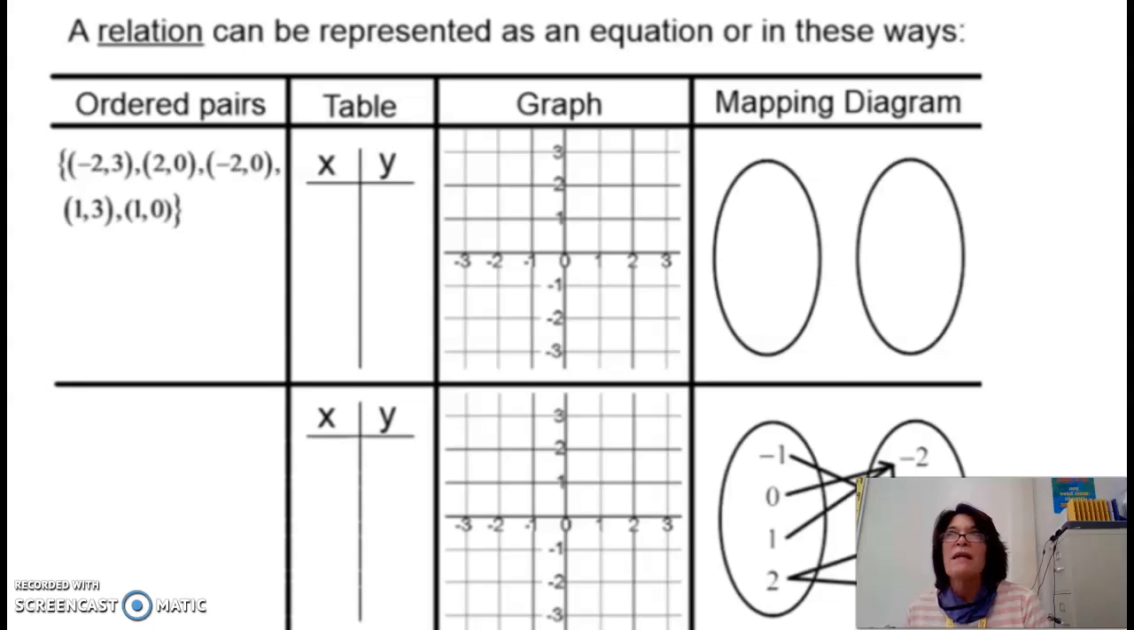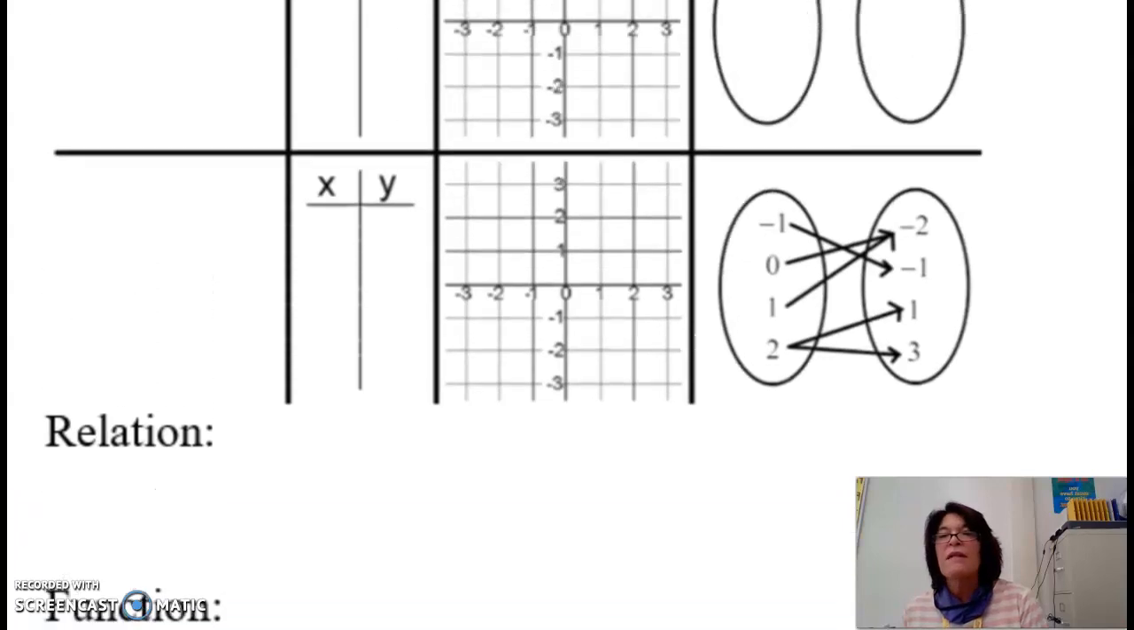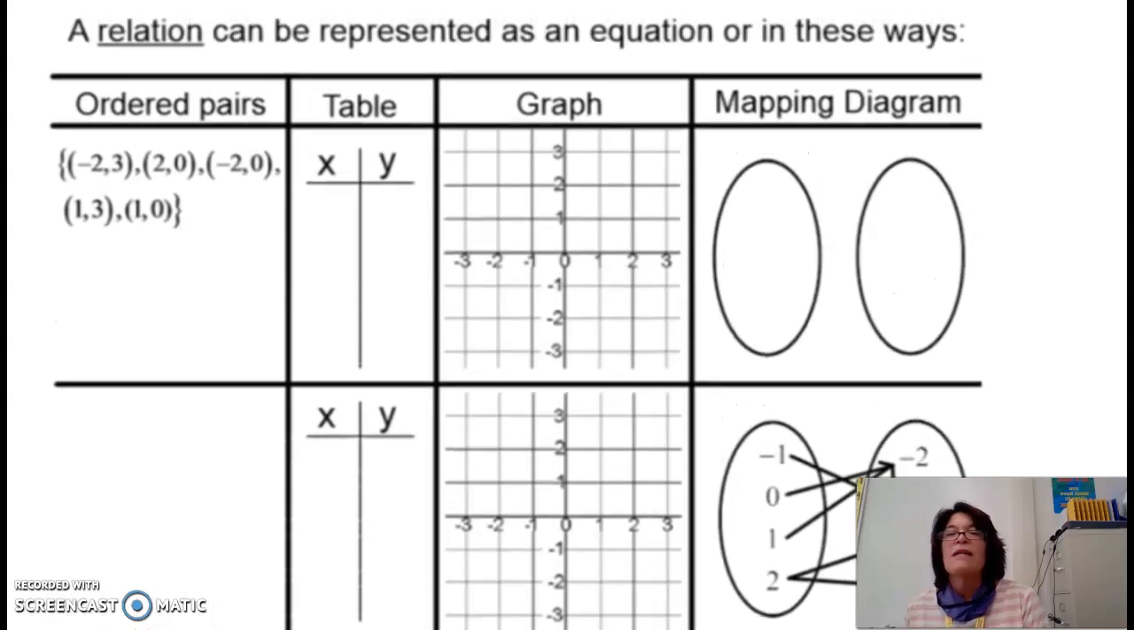A relation, which I'll define shortly, is basically just a mapping from an input value to its output value. For example, we're used to ordered pairs that we graph. This is simply a relation. It's telling you that the x-coordinate of -2 goes with the y-coordinate 3. The x-coordinate of 2 goes with the y-coordinate of 0. It's a way to show a relationship between an input and an output.